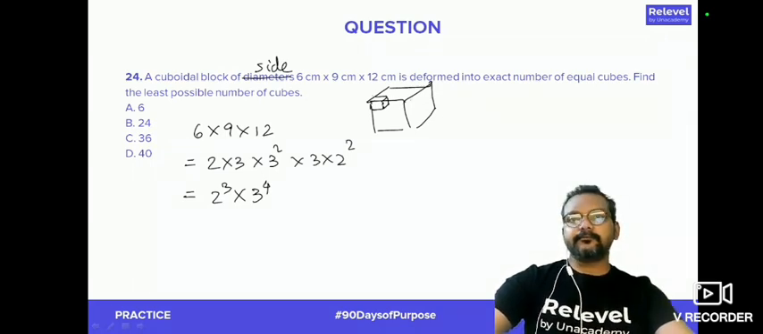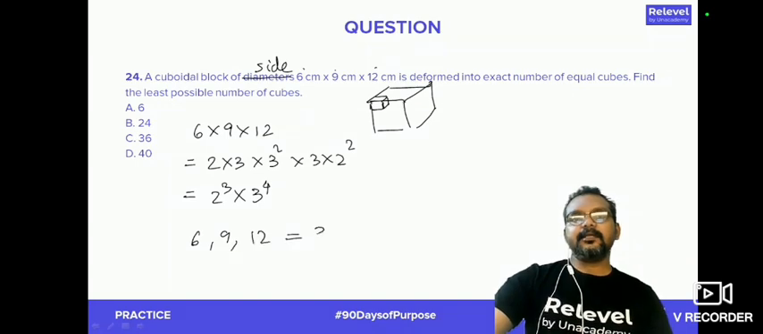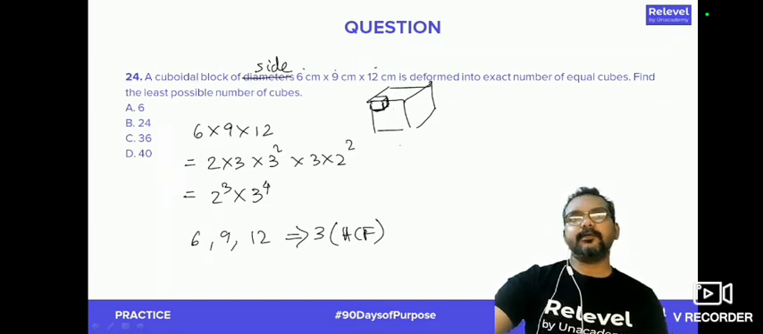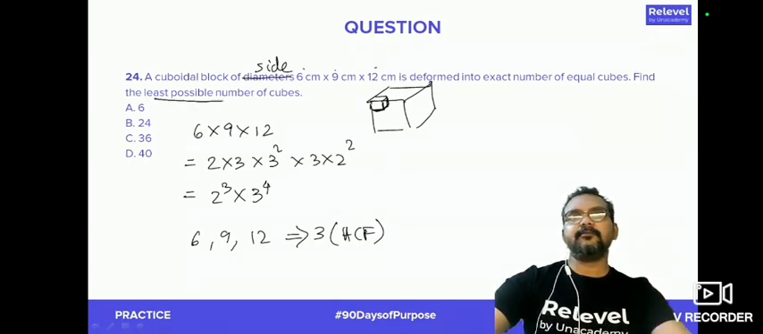So what should be each side of the cube? So it's 6 by 9 by 12. So what's the highest common factor? Clearly that is 3. So that means you can take cubes of 3 by 3 by 3. That will give you the largest possible side of a cube, hence the least possible number of cubes.